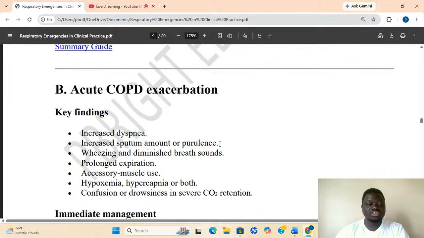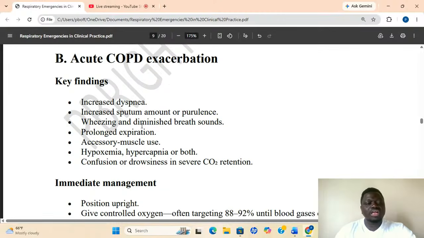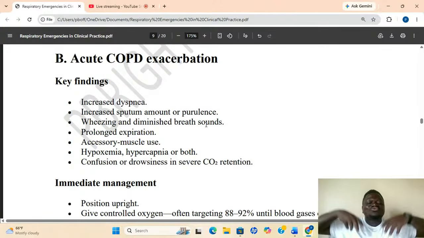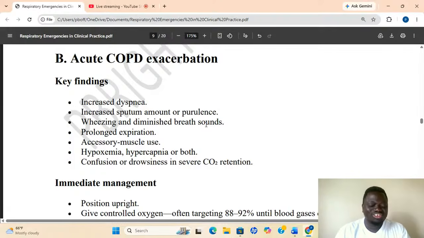Now, COPD. I've done a lot about COPD. COPD will come with what? Increased dyspnea, increased sputum amount, release of more sputum. Wheezing and diminished breath sounds, prolonged expiration. We call it wheezing on expiration. Their problem is about bringing CO2 out. Prolonged expiration. And they use the accessory muscles a lot.